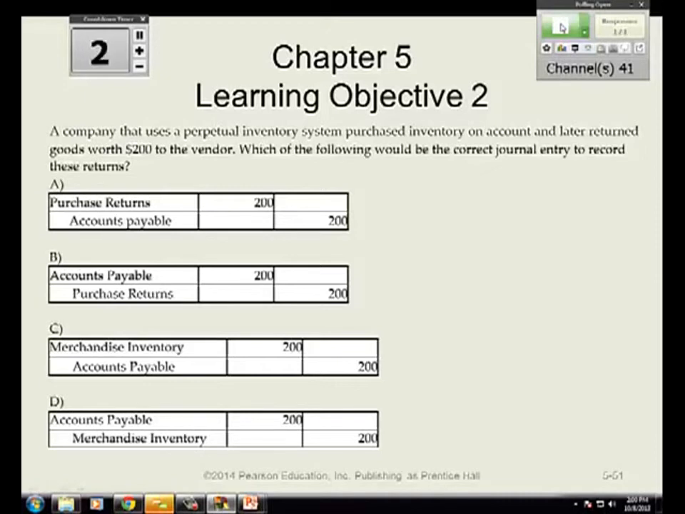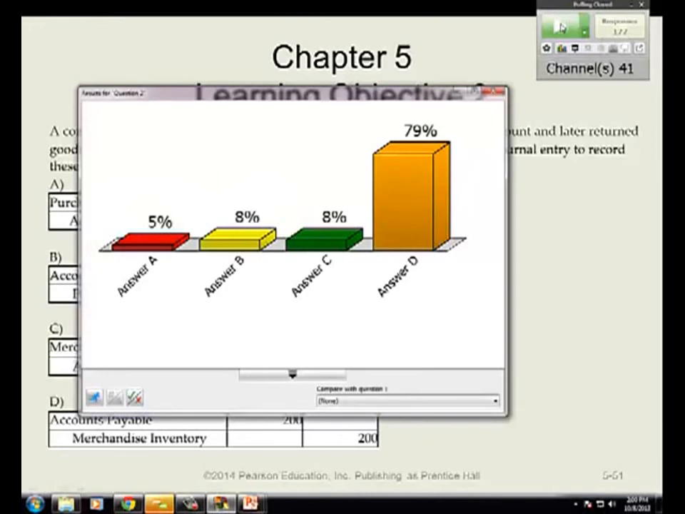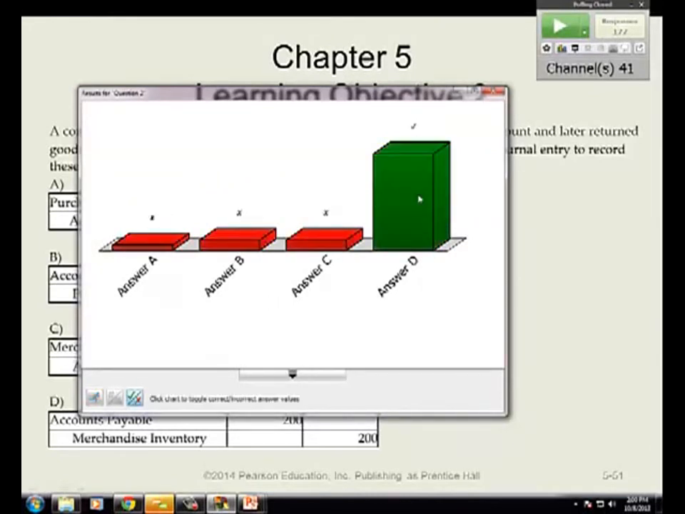All right. Well, the answer is D. D, debit accounts payable and credit merchandise inventory. All right, now, question. Would there be a difference if this was an allowance and not a return? No. Same thing for allowances.